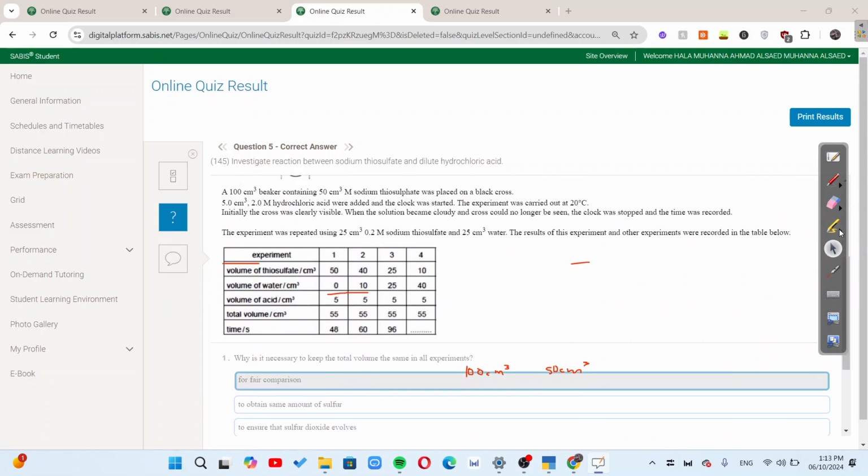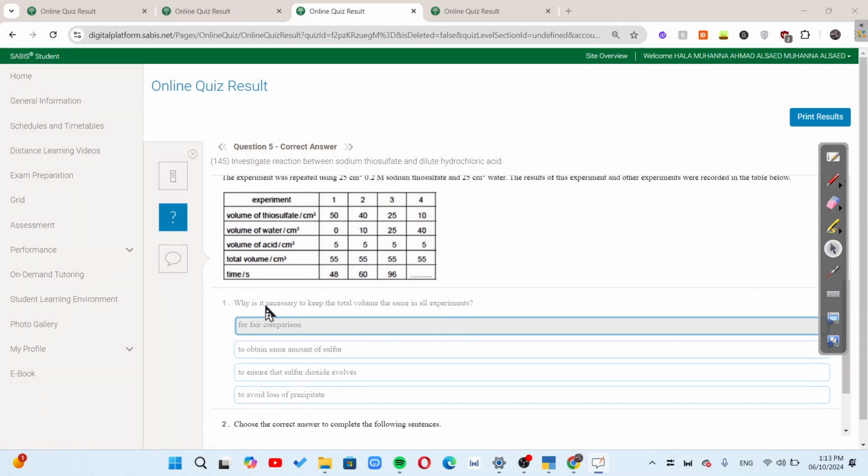So now, let's see. Why is it necessary to keep the total volume the same in all experiments? If you see here, you kept the total volume the same. You didn't change the total volume nor the volume of the acid. And this is used for fair comparison, because when you're doing an experiment, you always have to keep at least one or two factors constant. If you keep changing these factors, you're going to get wrong results.